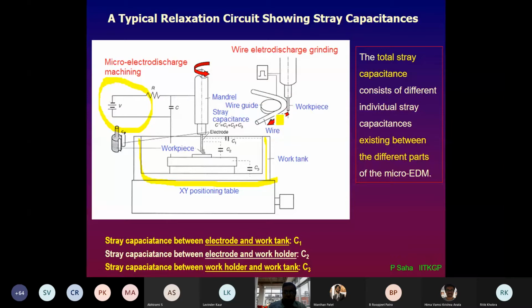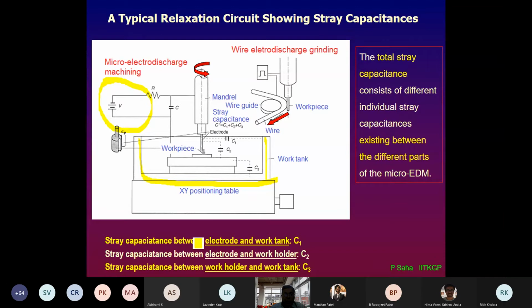So this is where it will be done. Here what is happening, you see the different stray capacitances are possible. Why? Because so long as they are not properly insulated, different segments of the machine may contribute some stray capacitance and hold some charge. And during actual machining, during the discharge, these C1, C2, C3 may also contribute to the discharge, which we do not want. So what are these stray capacitances?